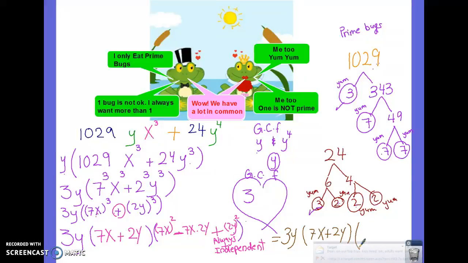Times, all I'm going to do is just simplify the expressions. So 7x squared, 7 squared is 49, x squared, minus 7 times 2 is 14xy, plus 2y squared, 2 times 2 is 4, so 4y squared. And that should be your final answer. Of course, don't forget the equal signs.